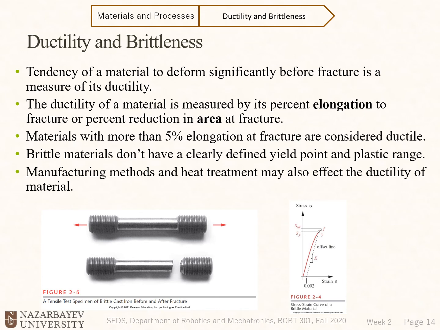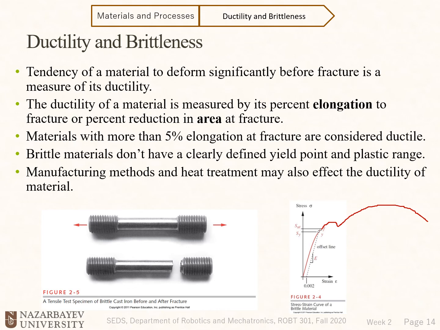Materials with more than 5% elongation at fracture are considered ductile. So here you see we have only 0.2% elongation. And this stress strain graph of a tensile test of a material shows clearly that we have a brittle material. Why? Because we don't have that large plastic region that we used to have in ductile material.